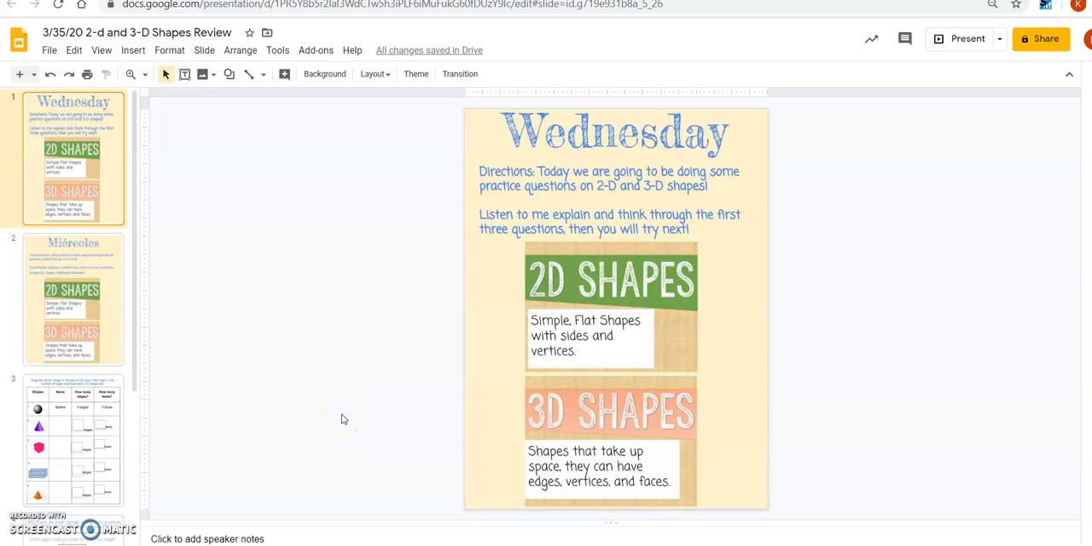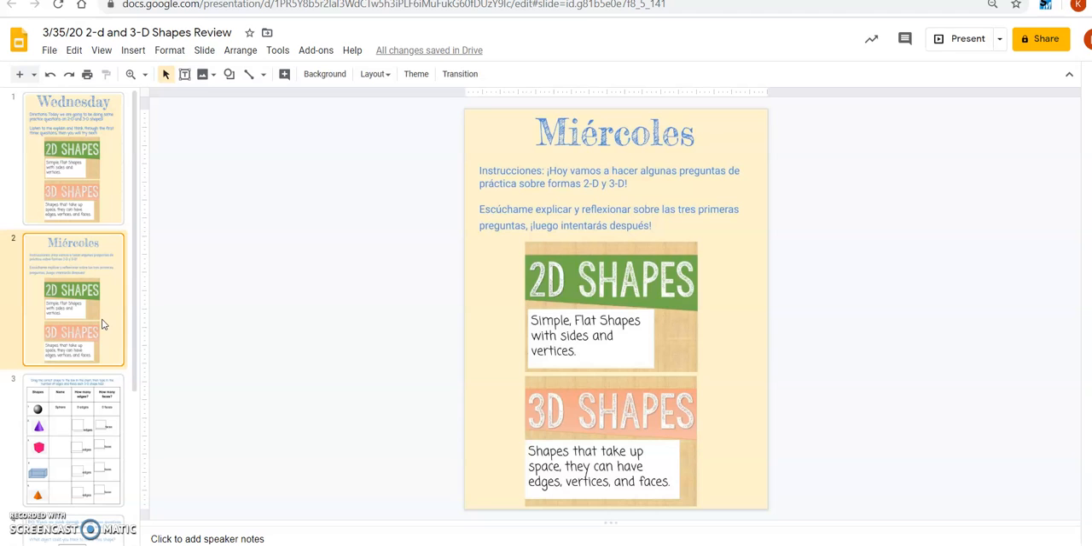Hi friends! Today I'm here to teach you some more information about two-dimensional shapes and three-dimensional shapes. You guys have been doing such a great job these past couple of days learning more about these different kinds of shapes and their attributes. So today we're going to be doing some practice questions on 2D and 3D shapes. You're going to listen to me explain and think through the first three questions, then you will try the next three. So let's go ahead and get started.